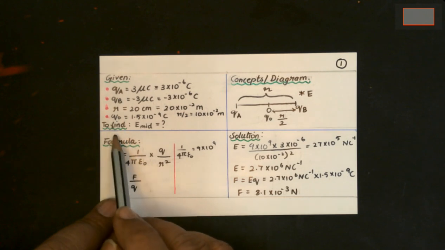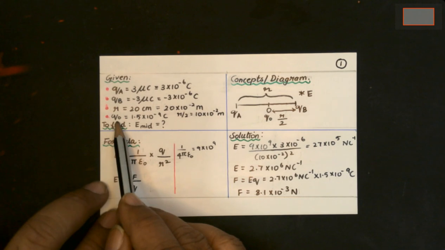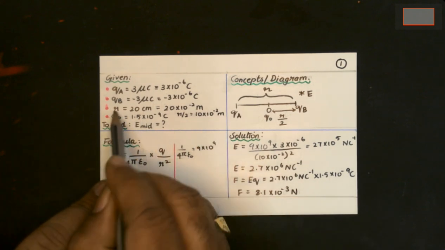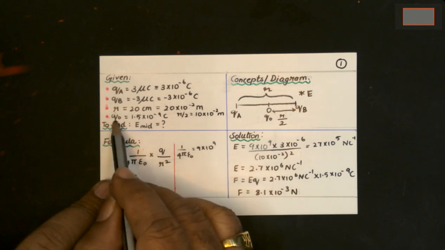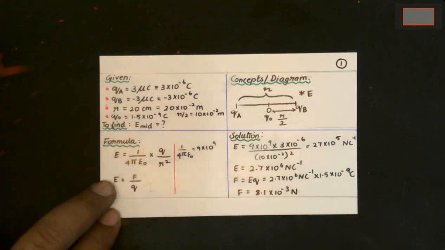Given the epsilon naught value. So this value is 1.5 into 10 power minus 9 coulomb. Okay, this is Q naught.